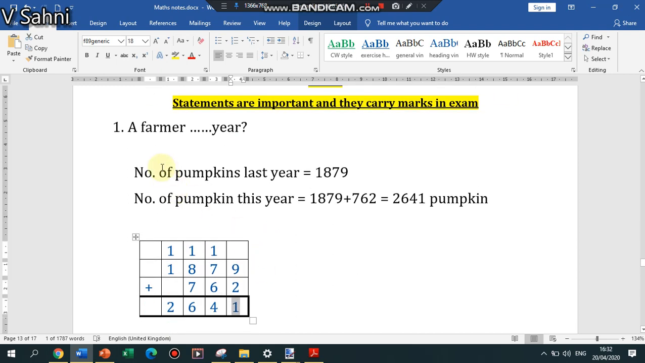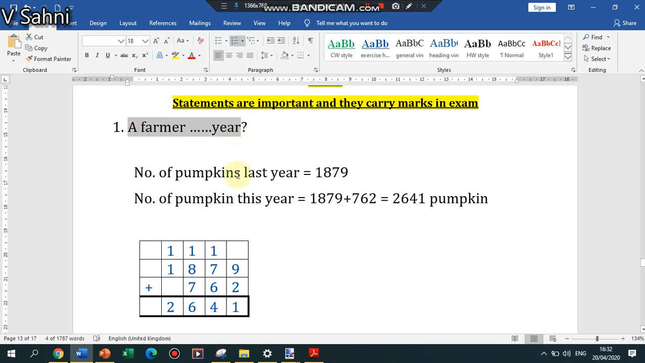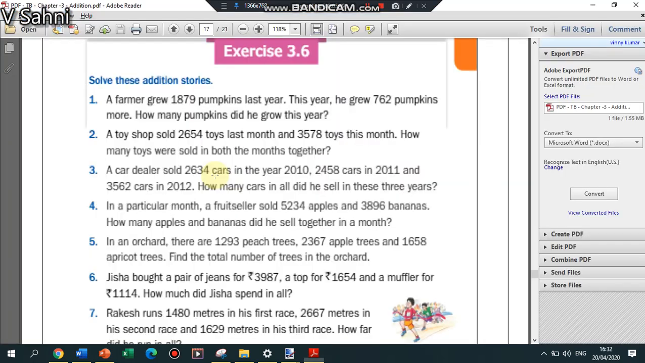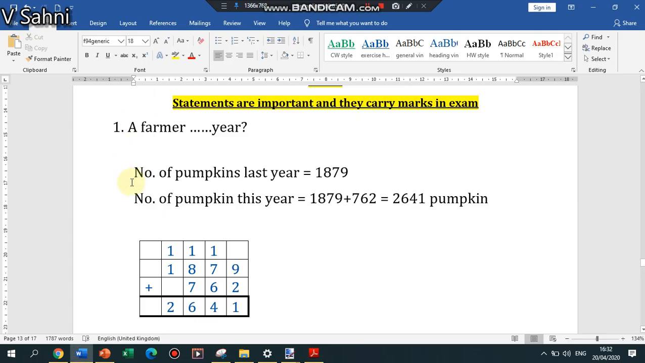So this was the question. What statements can I form here? Let's look at the question again. Generally my statements begin with number of, and we are not going to write the full form. Number of is written like this. I'm not sure whether you have done this last year or this year or not, but your number of is written like this.